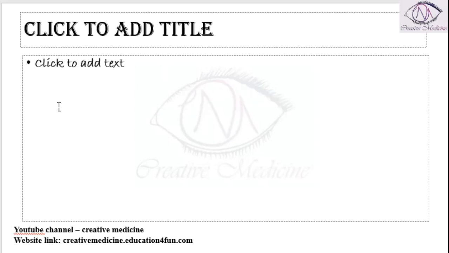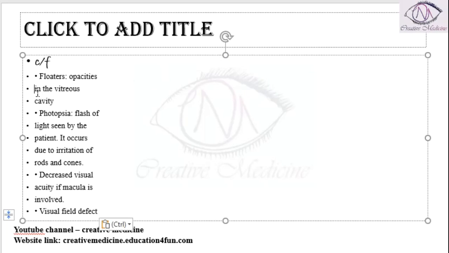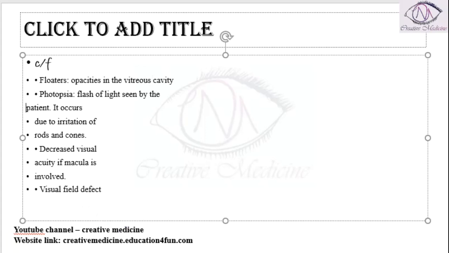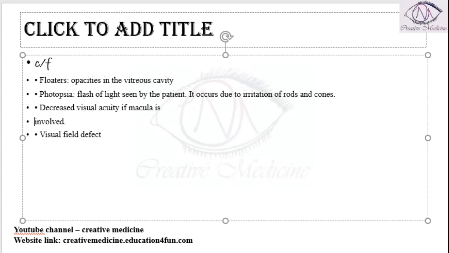Then the clinical features. In the clinical features, the patient presents with either photopsia or, what are photopsia? Photopsia are opacities in the vitreous cavity. Sorry, floaters. First, the patient will present with floaters or photopsia or decreased visual acuity.